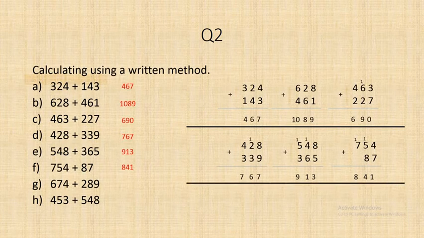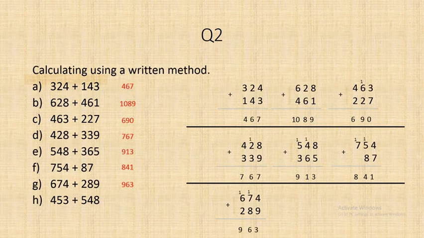Okay, question number D. 674 plus 289. I'm adding the 4 plus 9, so it's going to be equal to 13, 3 and carry up 1. And now I have 8 plus 8 equals 16, so 6 and carry up 1. 7 plus 2 equals 9, so the answer is 963.